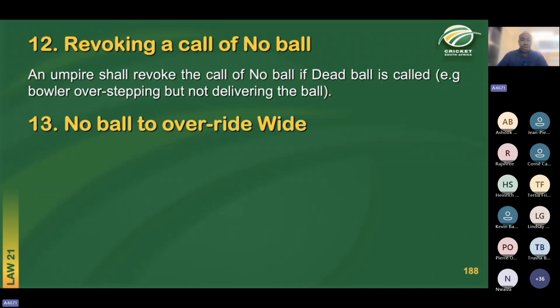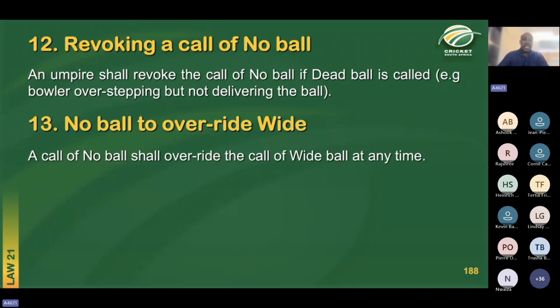No ball to override wide. What does this mean? A call of no ball shall override the call of wide ball at any time. Let me give you an example to illustrate this point. So, bowler bowls the ball, front foot is fine, back foot is fine, bowls it down, far down leg side, batter cannot reach the ball, bowler's end umpire calls and signals wide.